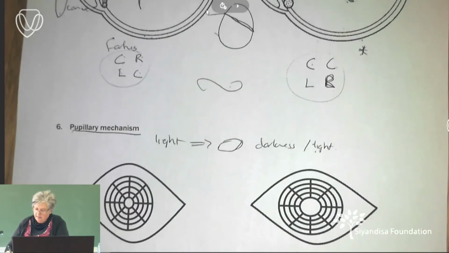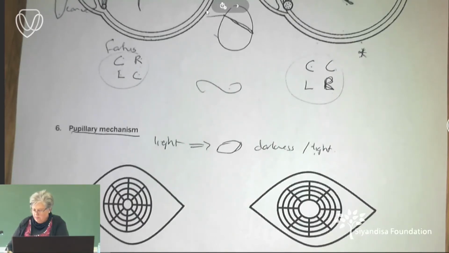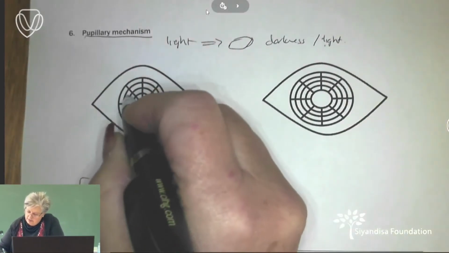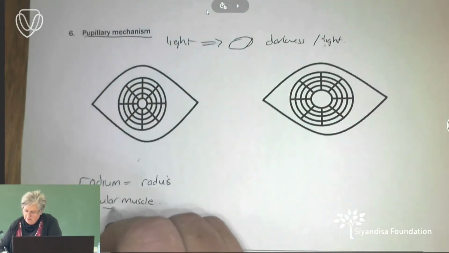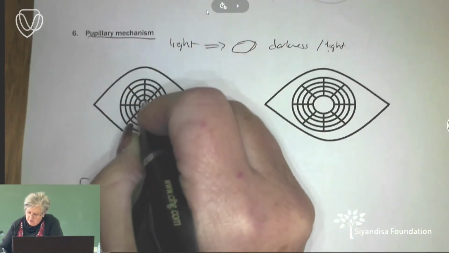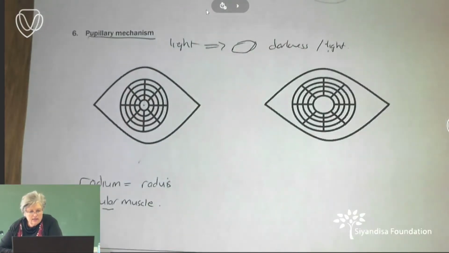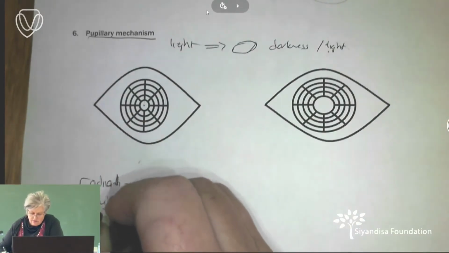And the other is the circular muscles. So if you have a problem remembering what it is, just look at it and remember those muscles are in circles. So it's the circular muscles, and the muscles that go from there to there are the radial muscles.